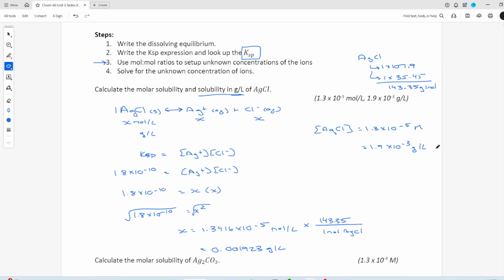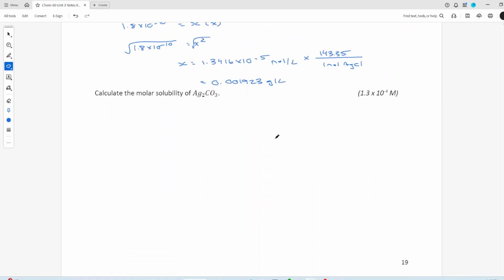Okay, so now what we're going to do is we're going to do this exact same example again, but I'm going to change the subscripts. So I'm going to make it so that it's not a 1-to-1 ratio, but the process is going to be the same. So what are we going to do first?